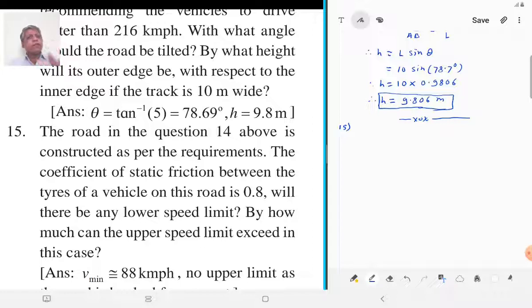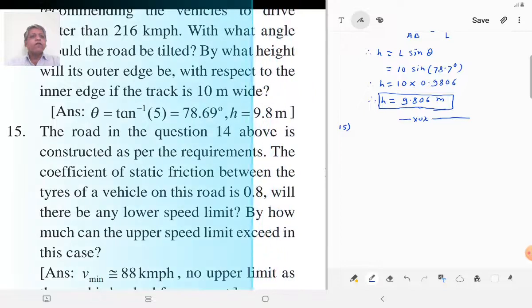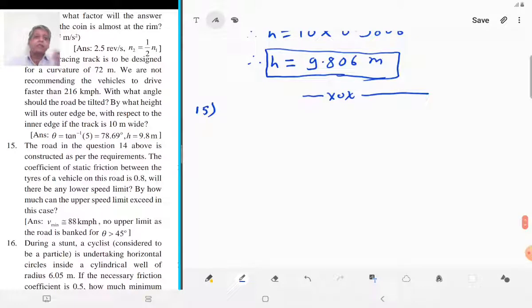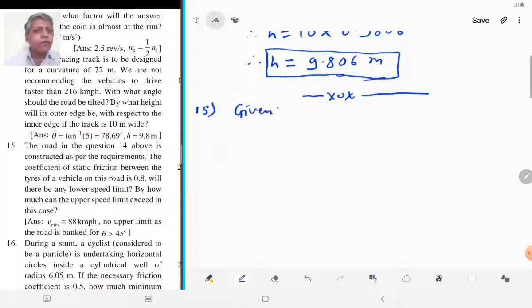The road is made as per question number 14, but here we consider the force of friction. There will be force of friction between the tires and road surface, and the coefficient of friction 0.8 is given. So here, for that purpose, there is a lower speed limit and a higher speed limit. That will depend upon the angle. Now here the given points are same.